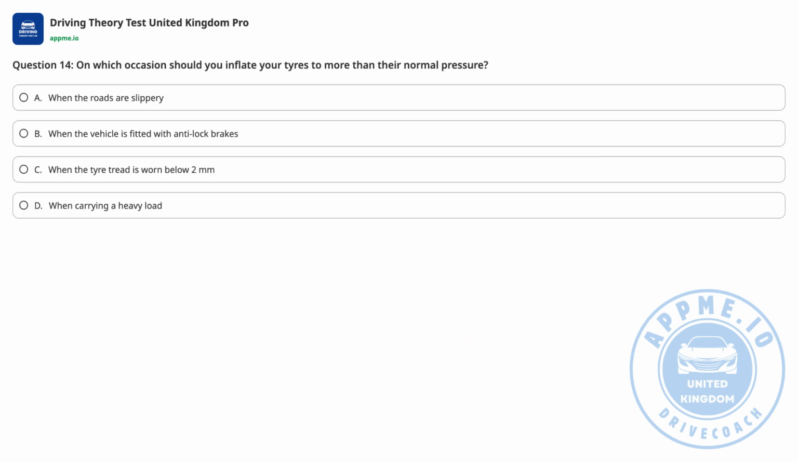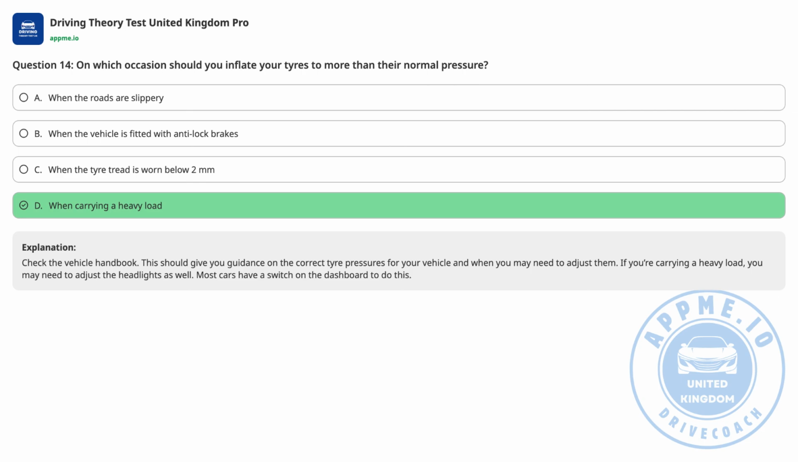Question 14. On which occasion should you inflate your tires to more than their normal pressure? A. When the roads are slippery. B. When the vehicle is fitted with anti-lock brakes. C. When the tire tread is worn below 2 mm. D. When carrying a heavy load. The correct answer is D.